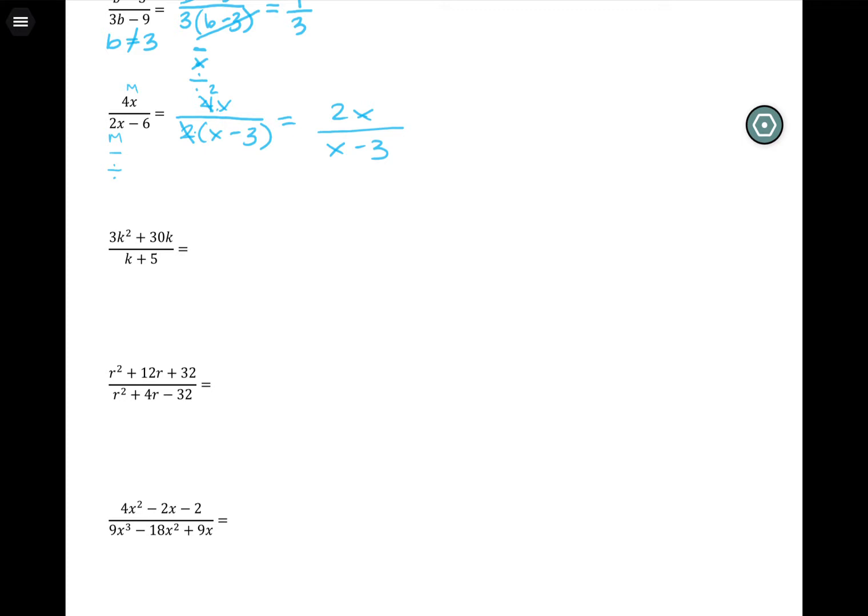In this case, we don't really have to worry about stating that x can't equal something because the problem is x equals 3. And while it's true that x shouldn't equal 3, you can see it in both places. So they don't differ when x equals 3. Both of them are undefined, so we don't really have to specify that for a problem like this.